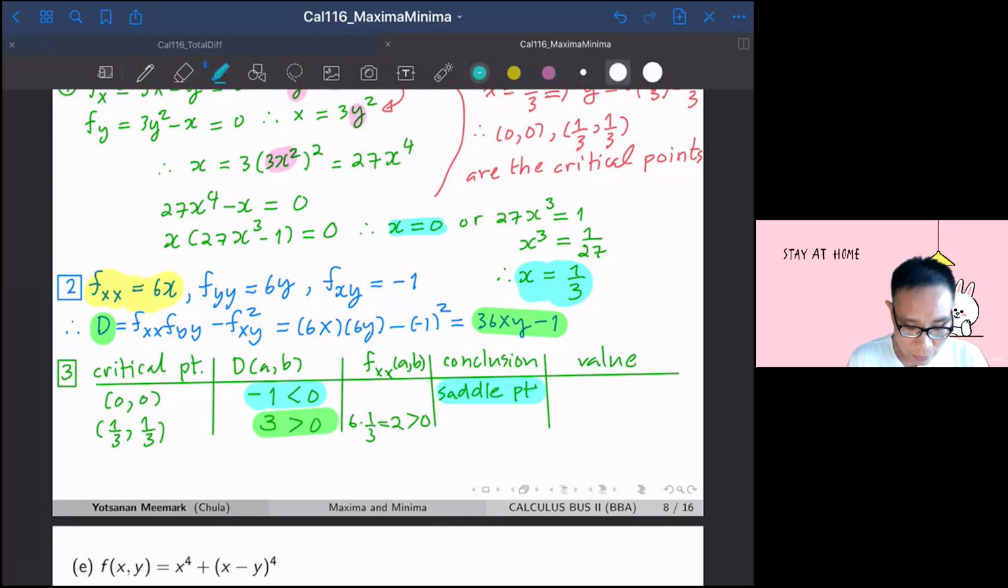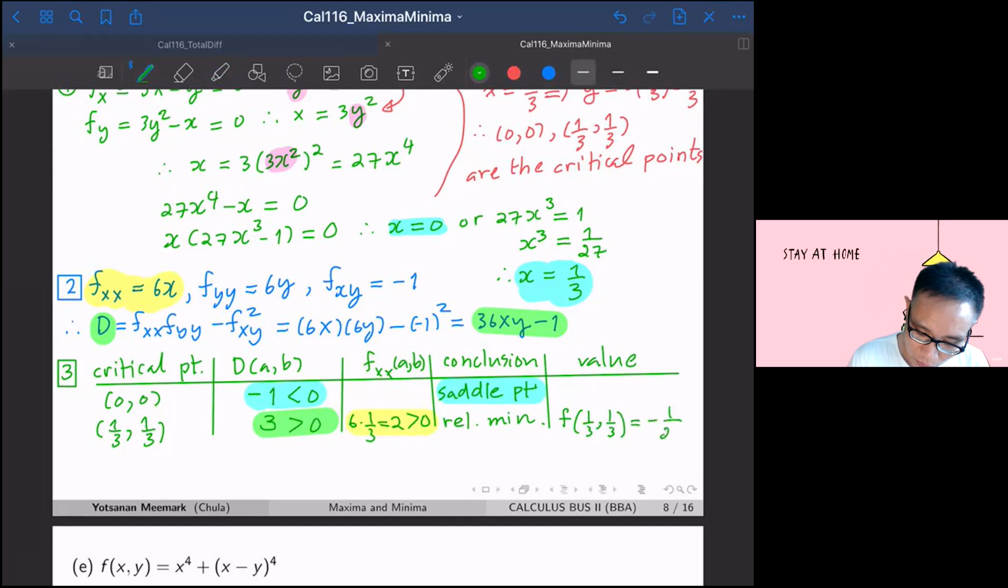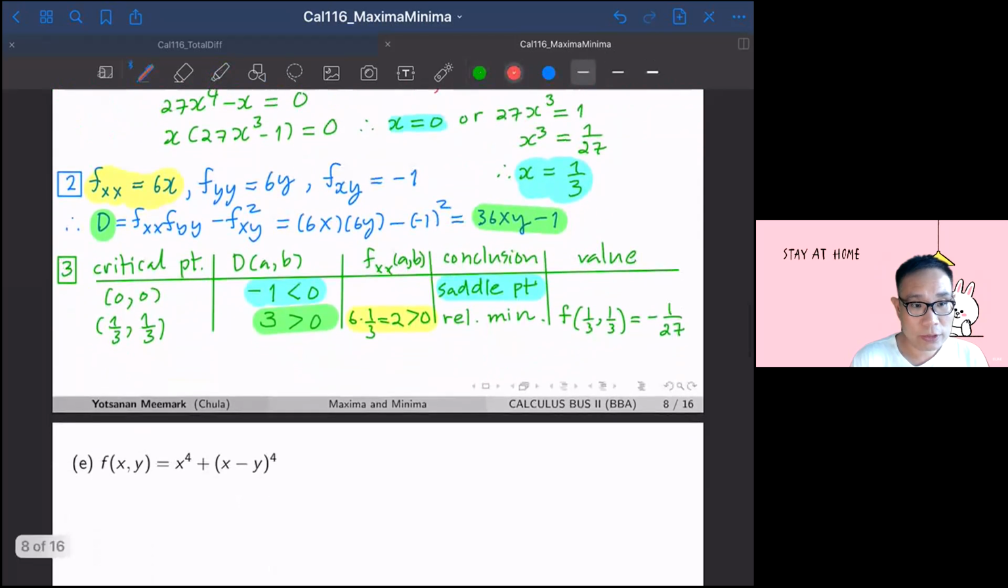Okay, so for the next one, you see that you have fxx, which is your A, positive. So this one will give you relative minimum. And when you have relative minimum, you're gonna compute the value. So you need f(1/3, 1/3) equal to -1/27.